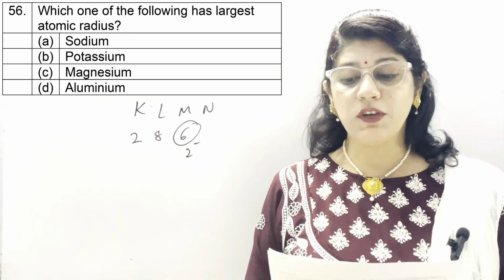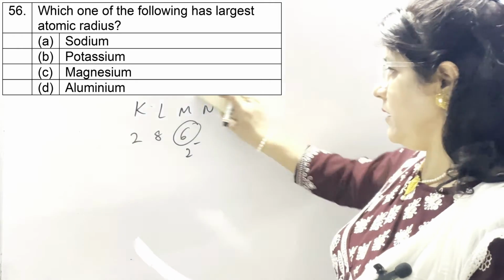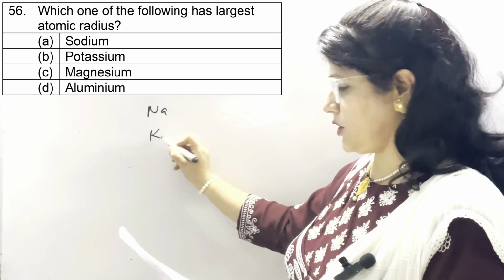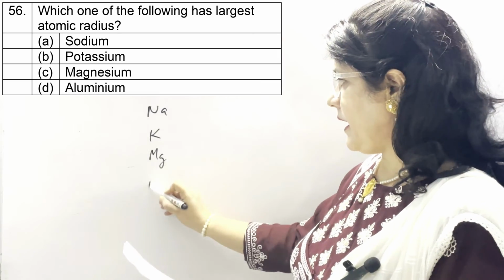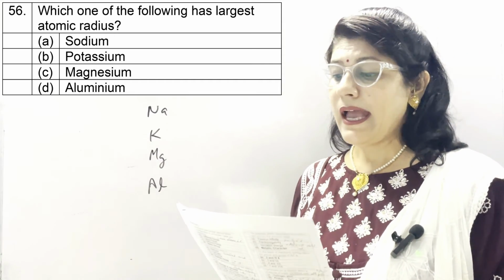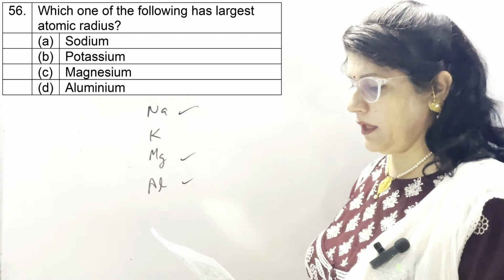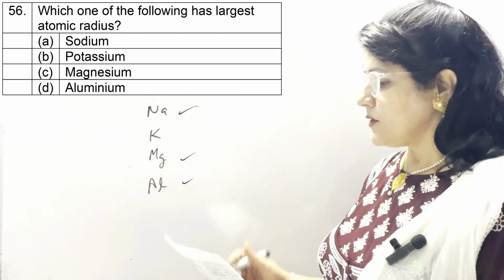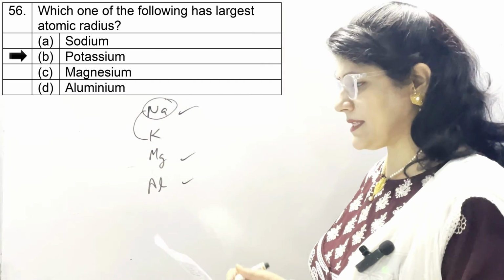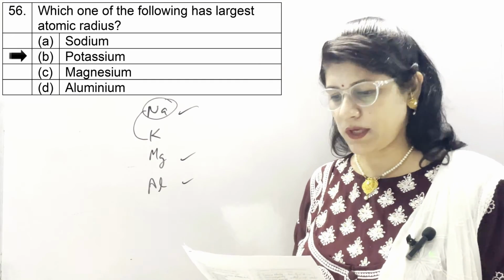Question number 56. Which one of the following has largest atomic radius? Given elements are sodium, potassium, magnesium and aluminium. Out of these, we have to tell which has largest atomic radius. Now, sodium, magnesium and aluminium belong to the same period. Sodium has largest size. But among sodium and potassium, potassium has the largest size because they belong to the same group. So correct option is B, which is potassium.